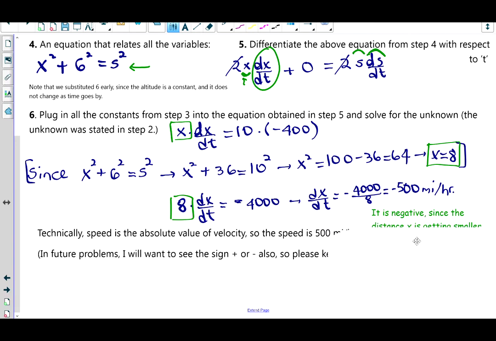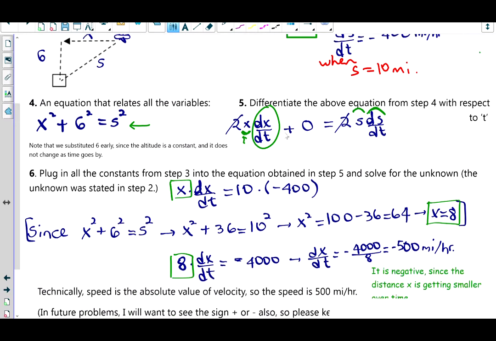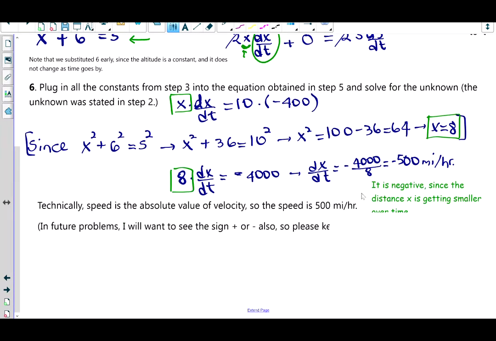And it's negative, it should make sense because that distance was decreasing as the plane is approaching the radar tracking station. But because this problem asks for speed, it happens to be the absolute value of the rate of change, so it'll be 500. But I want you to be aware that in the future, I will usually want you to leave the answer with the sign preceding it, whether it's positive or negative. That will be an important part of your answer. So please make sure to get into the habit of reporting whether or not your rate of change is positive or negative.